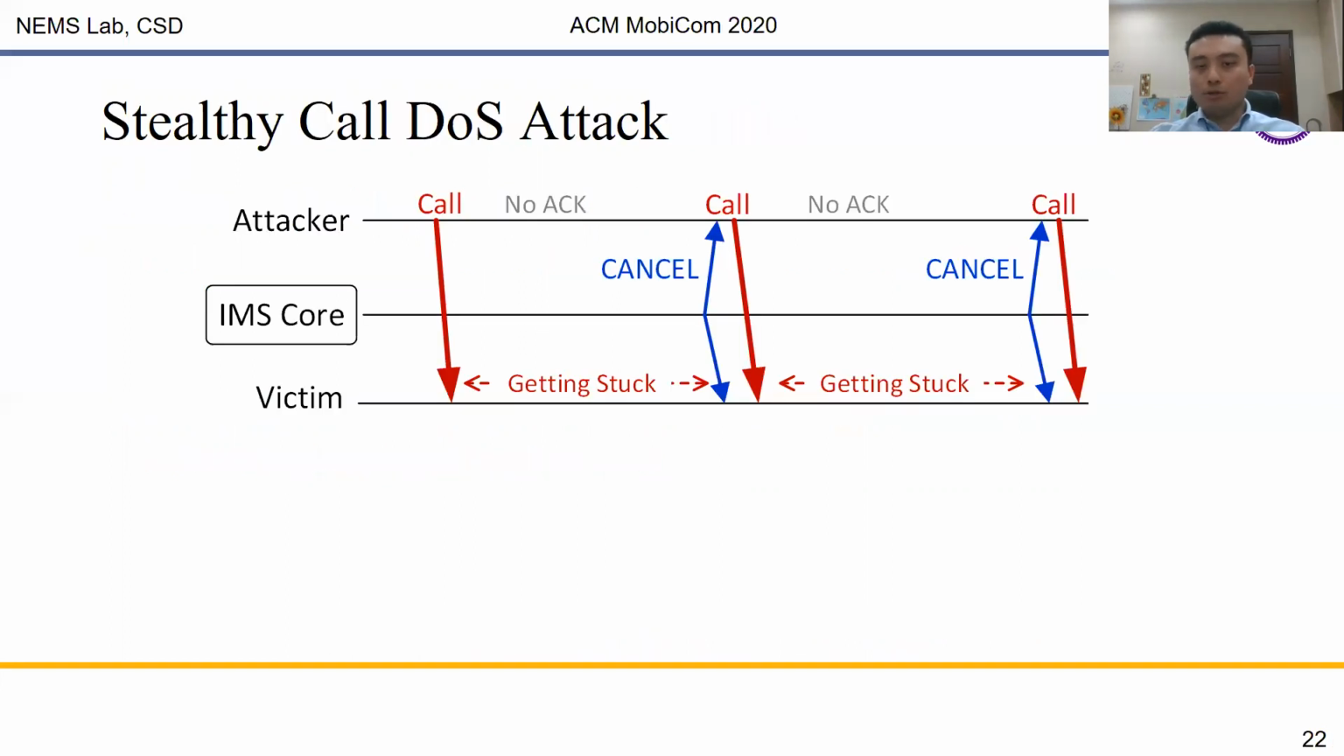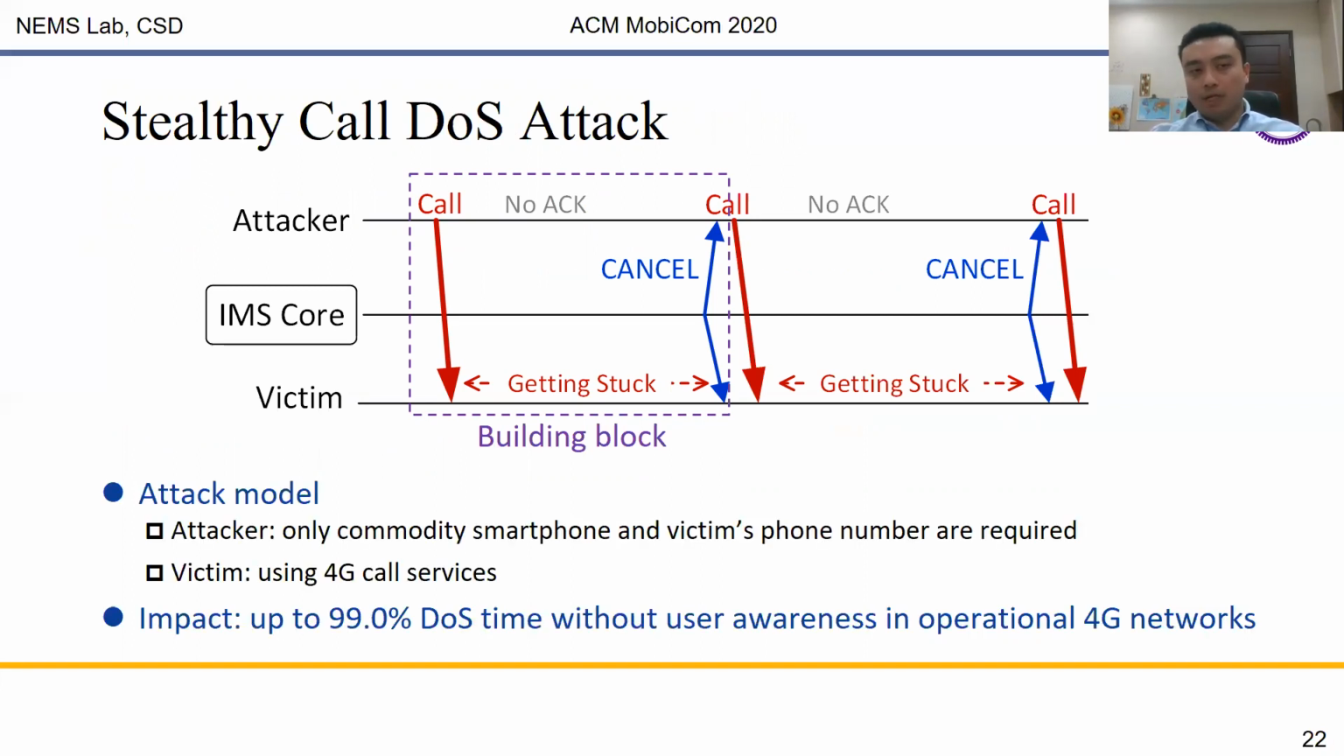The DoS attack caused by a call attempt can be considered as a building block. The attacker can keep generating call attempts to make victims suffer from long-term DoS attack. In this attack model, the attacker just needs a commodity smartphone and the victim's phone number. But the victim has to be using 4G call services. For the impact on the victims, the attack can cause up to 99% DoS time without user awareness in operational 4G networks.